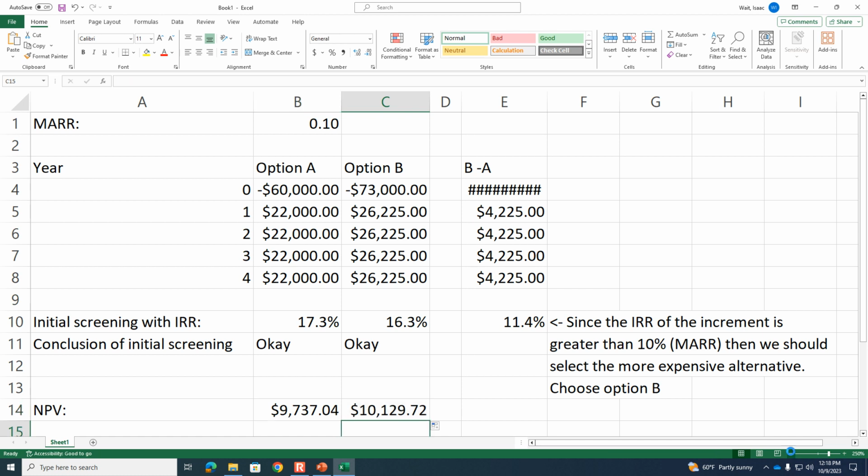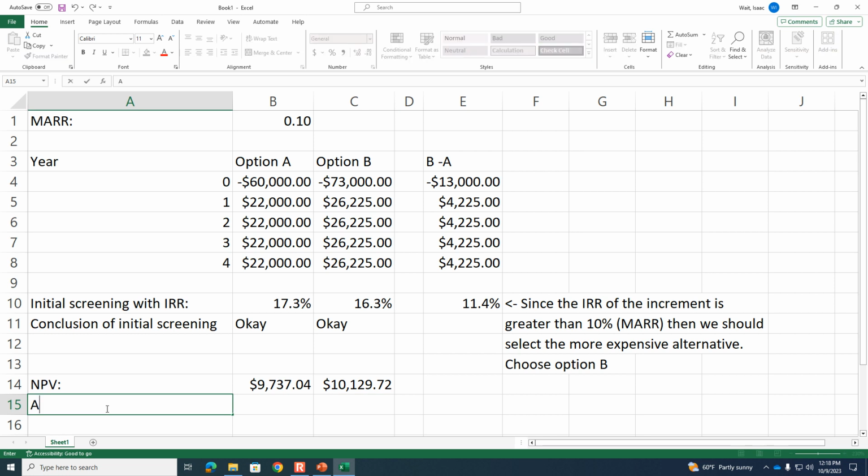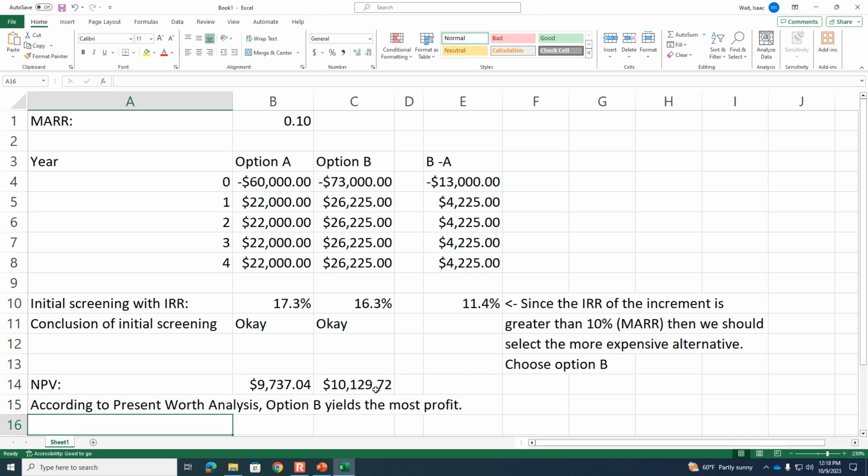So which of those two options is more attractive? According to present worth analysis, option B yields the most profit. Option B is the most profitable, both according to present worth analysis and also incremental analysis. So there will never be a conflict between the two. Present worth analysis will tell you which option is best. Incremental analysis will tell you which option is best, but they answer different questions.